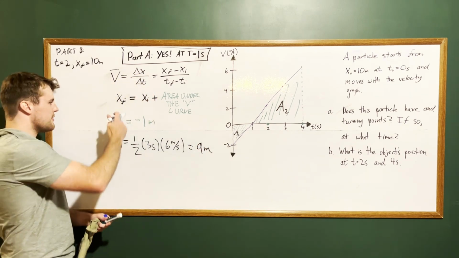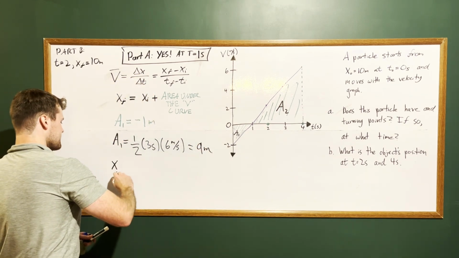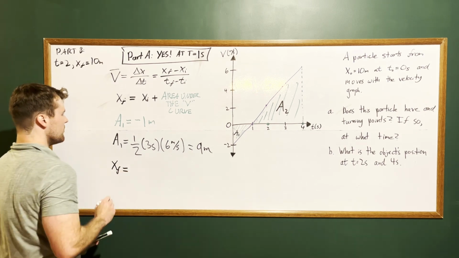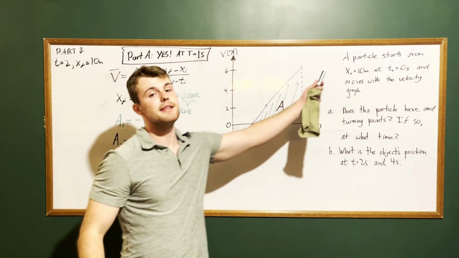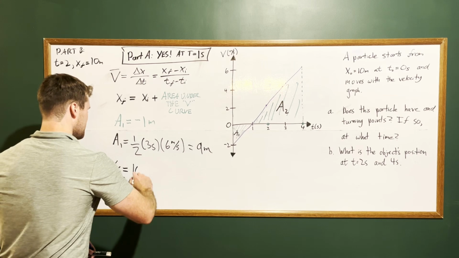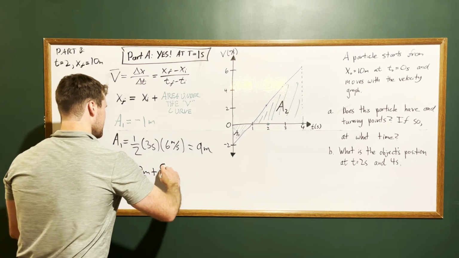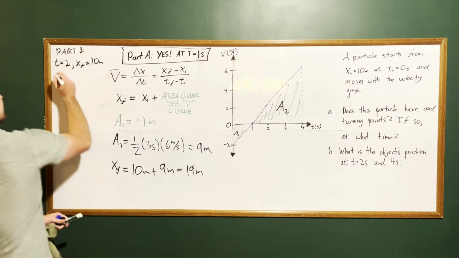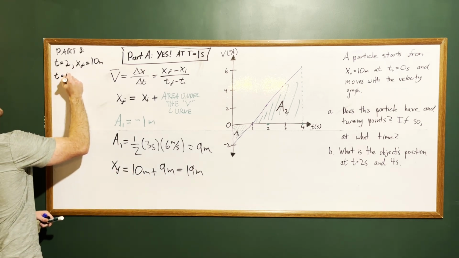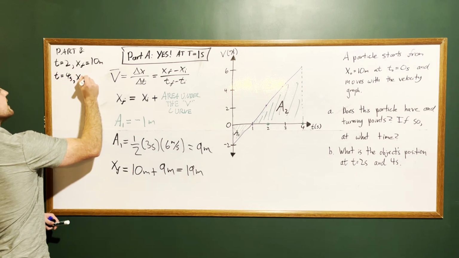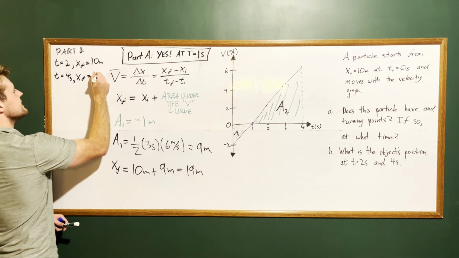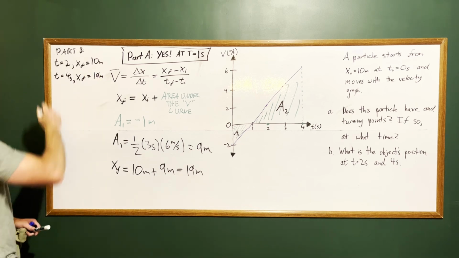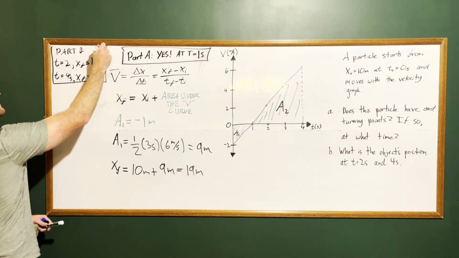So now using this equation, we have x sub f equals x sub i, which again is just 10 meters, plus 9 meters, which of course equals 19 meters. And writing this up here, at t equals 4 seconds, x sub f equals 19 meters. All right, here is our answer.